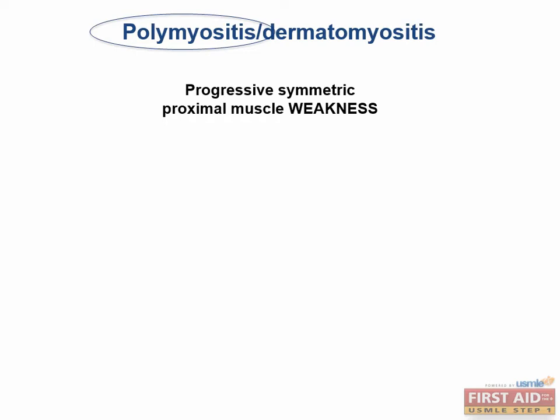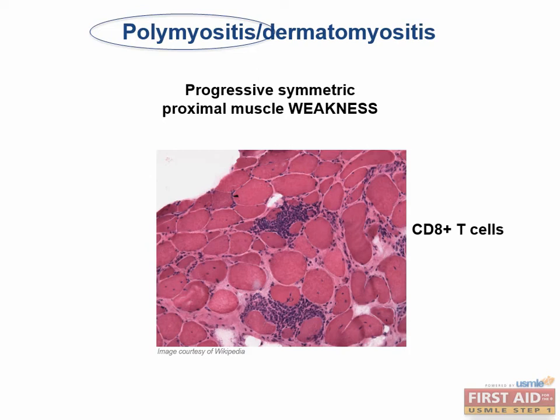How's the diagnosis made? You'll need a muscle biopsy. The biopsy will show perifascicular inflammation and CD8 T cells. Inflammation is around, but not in the muscle fascicles. In your vignettes, look for a younger person with shoulder weakness.